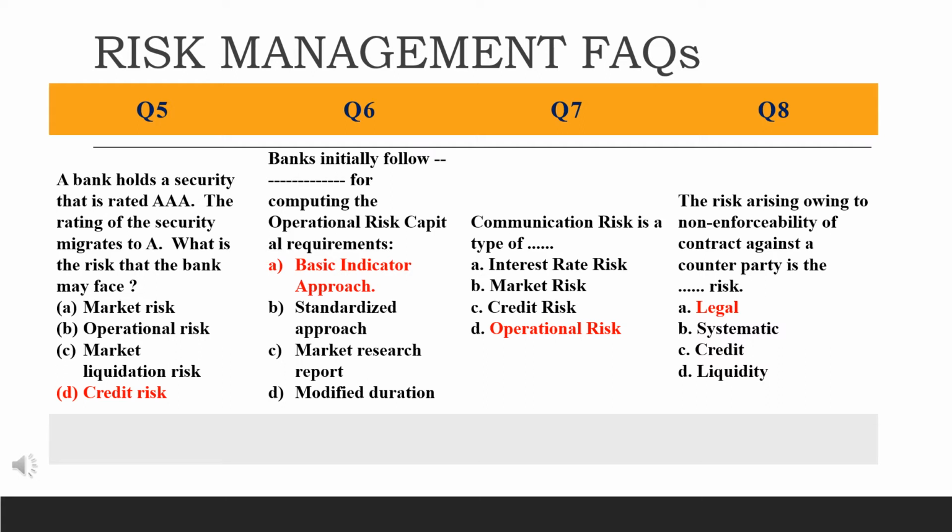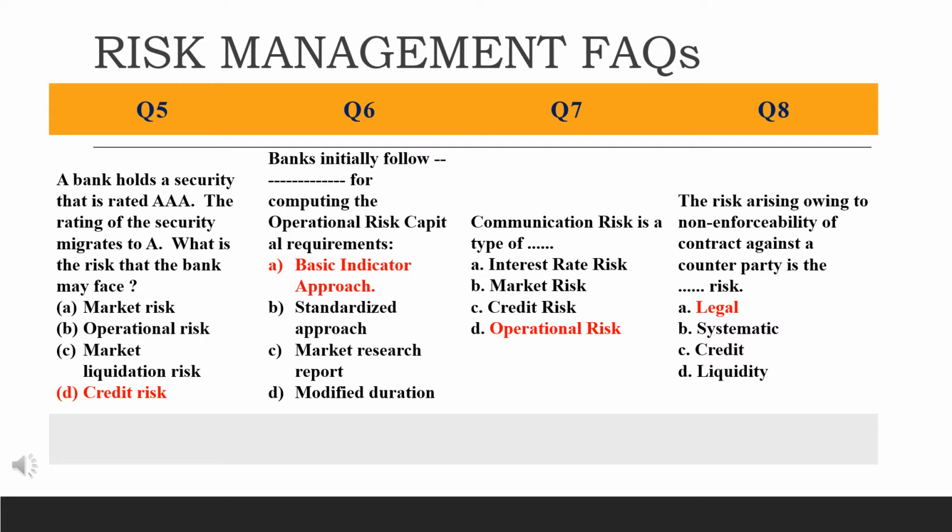Moving on to the next question: the risk arising owing to non-enforceability of contract against a counterparty is a dash risk. Which risk? It's a legal risk. Why? Because, see, I will repeat once again the question.